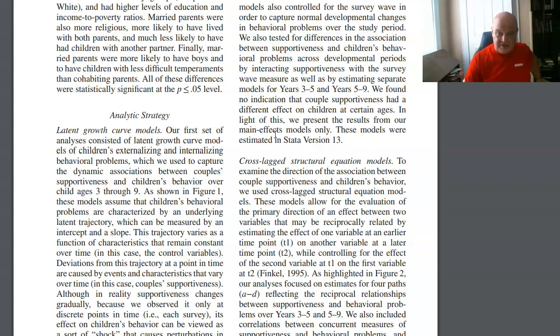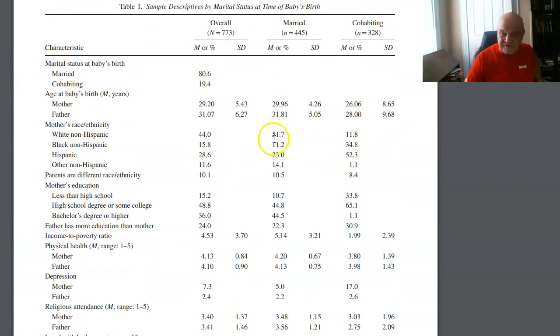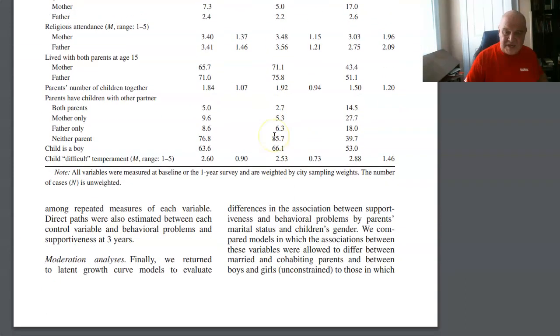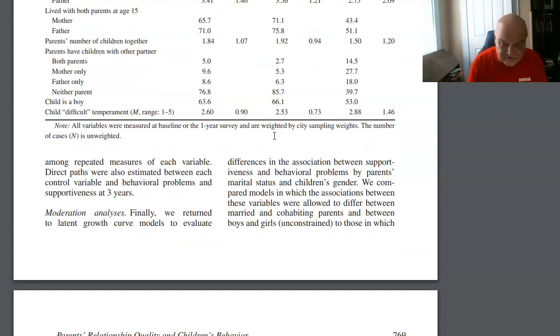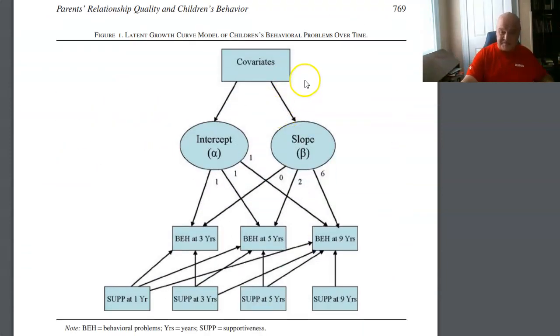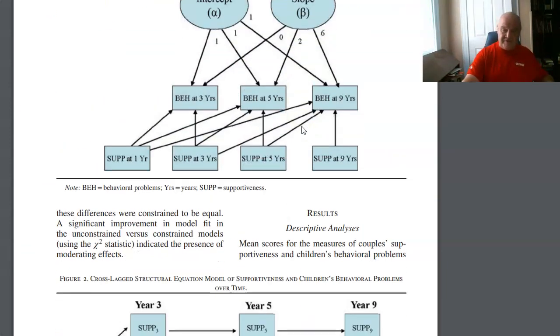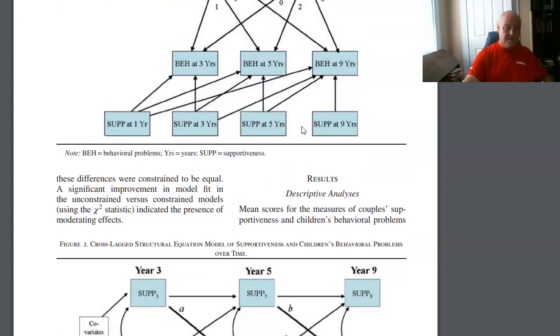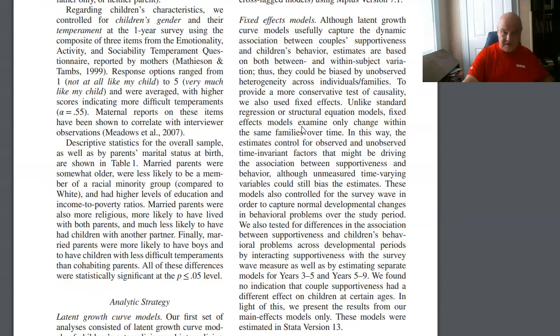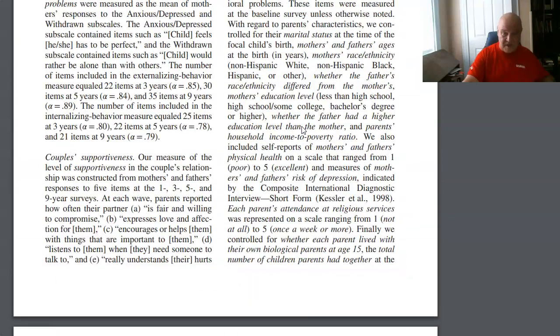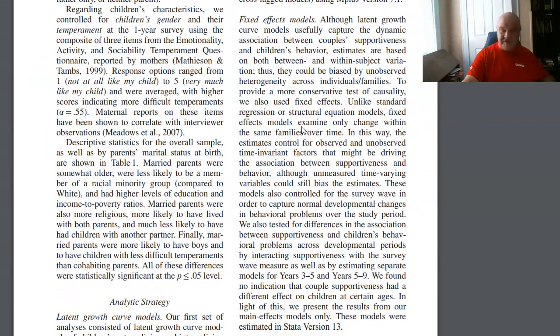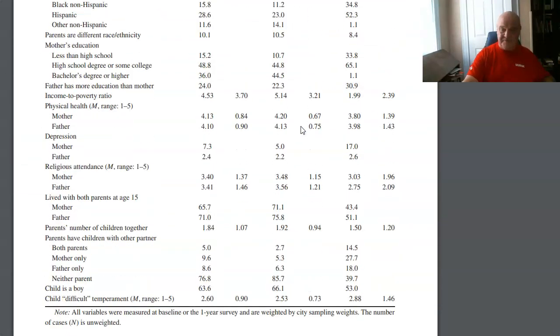You don't need to know about latent growth curve or cross-lag structural equation models, right? Other than to know that these are two techniques that will measure, they compare standard deviations, which is a way that they can measure all of this stuff and compare it where it wouldn't be comparable before. And what they're able to do is come up with an estimate, right? Of the effects of a variable back up here. We're talking couple supportiveness on these internal and external behavior problems.